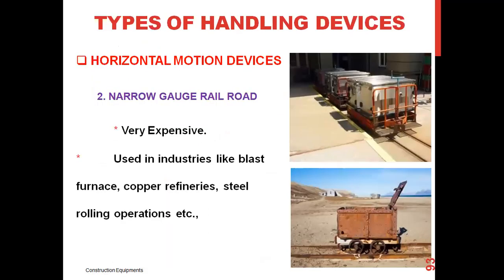Types of handling devices. Here, the horizontal motion devices are narrow gauge railroads. They are very expensive, and are used in industries like blast furnaces, copper refineries and steel rolling operations.